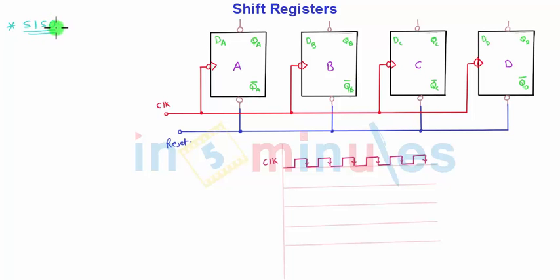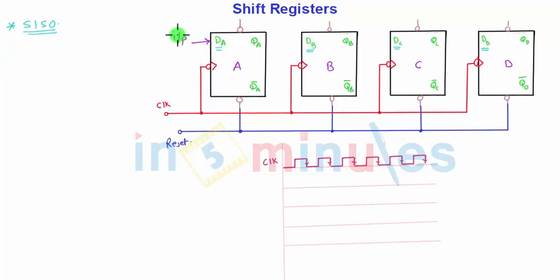As I told you earlier also, we are going to shift the data and we are not going to change the data. That's why we are going to use D flip-flops here. So D flip-flop A, D flip-flop B, D flip-flop C and D flip-flop D. So there are 4 flip-flops A, B, C, D having data inputs DA to DD. So this is going to be the final input.